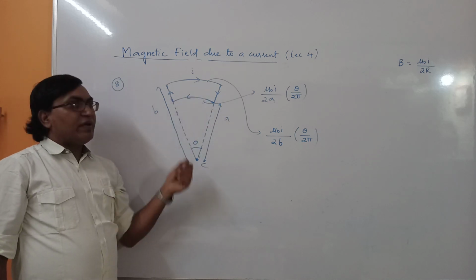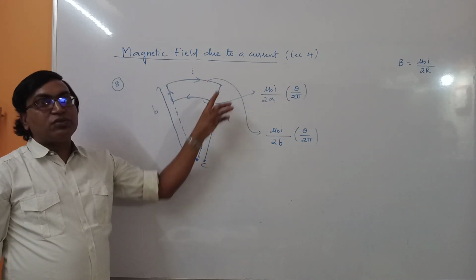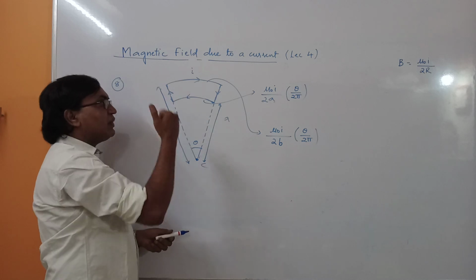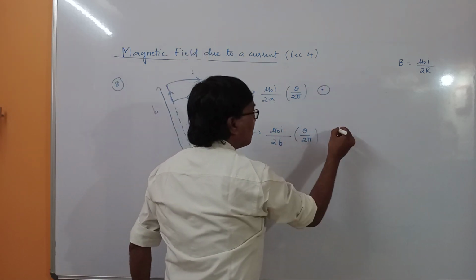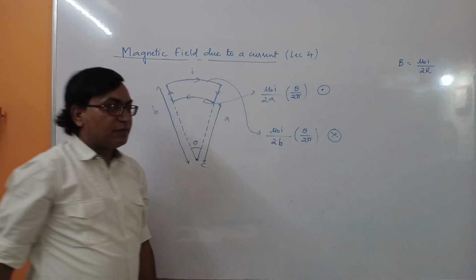Now let us see the direction. This is anti-clockwise, so outside the board. This is clockwise, so inside the board. So this is outside the board, and this is inside the board.